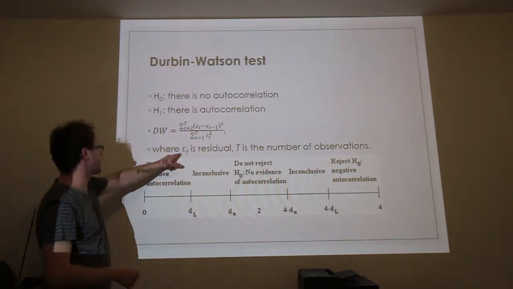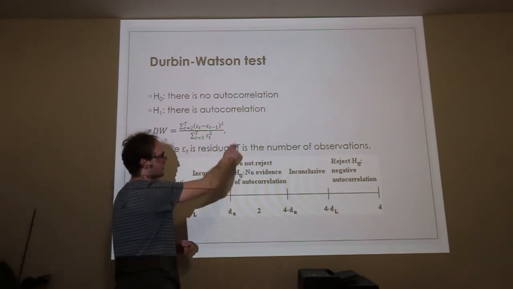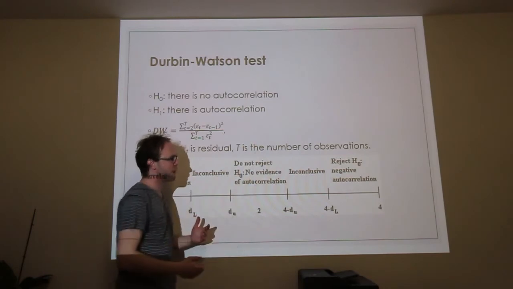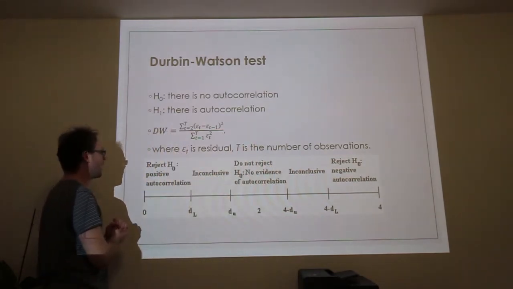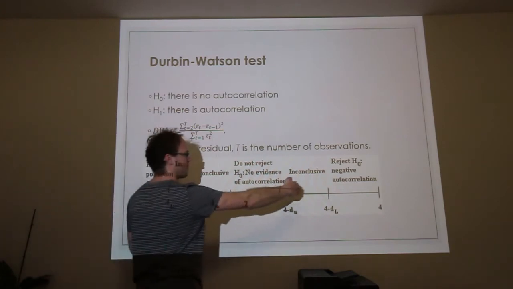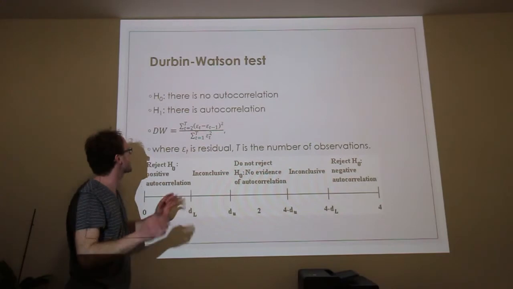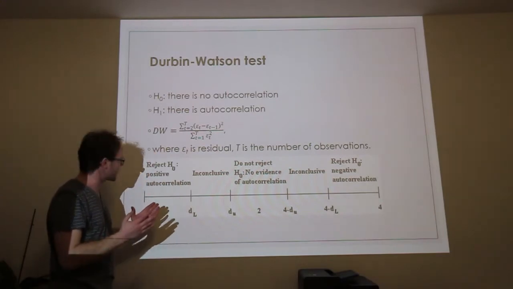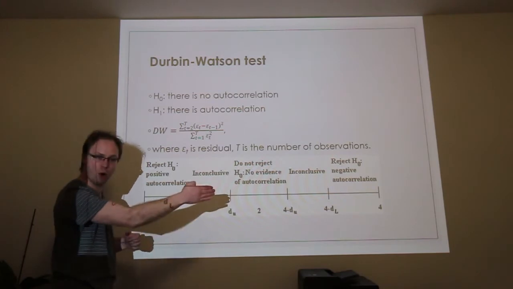Yes, epsilon t is the residual in this situation. For example, capital T is the number of observations, the length of the analyzed time series. And there is a distribution of this Durbin-Watson statistic. Yes, the Durbin-Watson statistic ranges from 0 to 4.